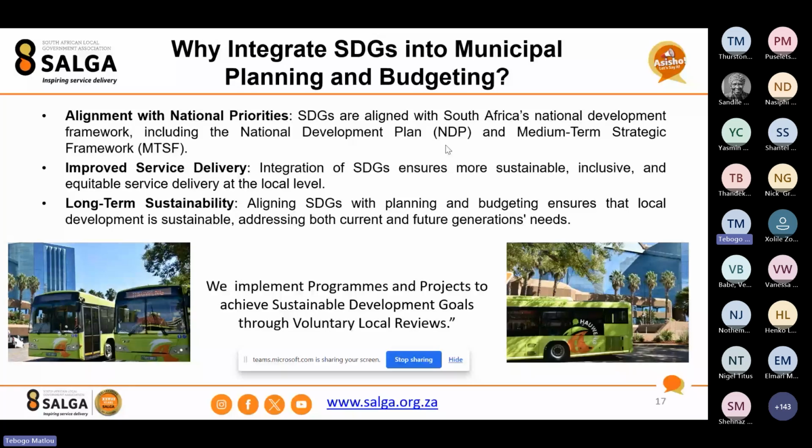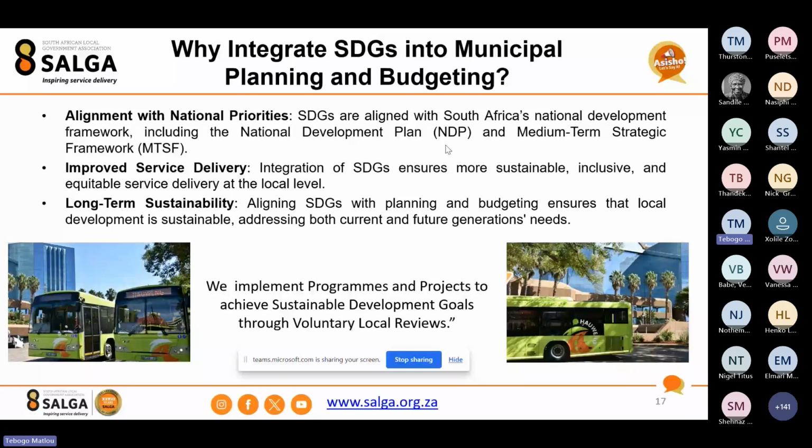But why integrate SDGs into municipal planning and budget, Chair? SDGs are aligned with the South African National Development Framework, including the NDP and the Medium-Term Strategic Framework. They improve service delivery and long-term sustainability. This is data that we've collected in Mangaung. They have 8 buses, and those 8 buses must be able to get data on how many people are being transported daily, so that they can report whether they need to continue with the buses, and whether they are still efficient.